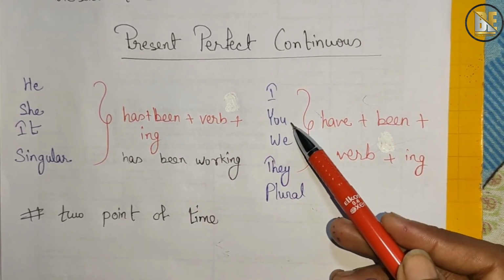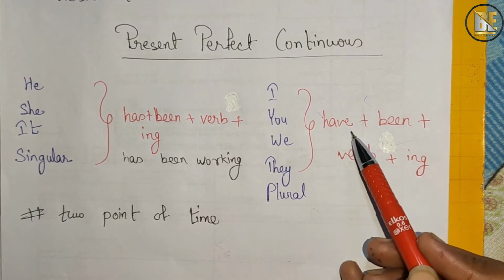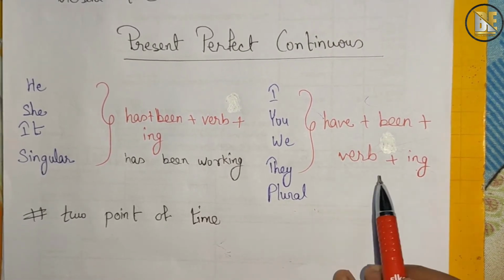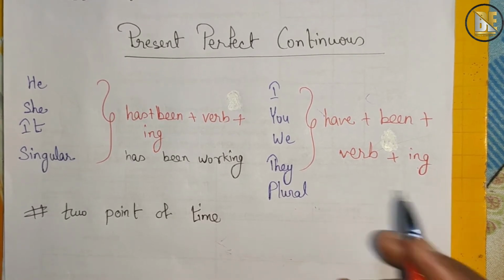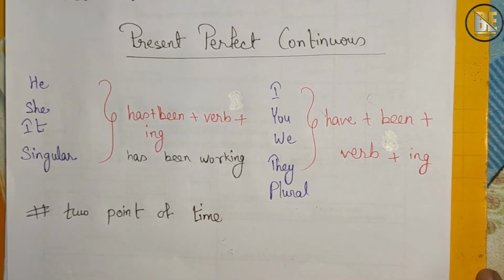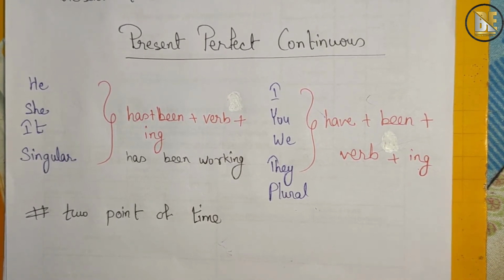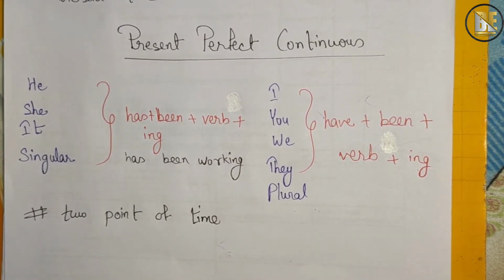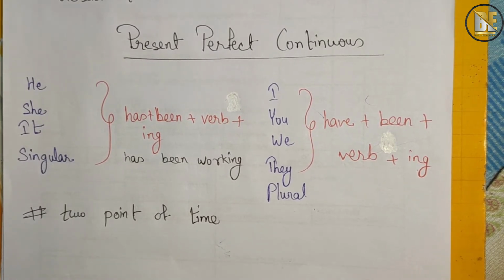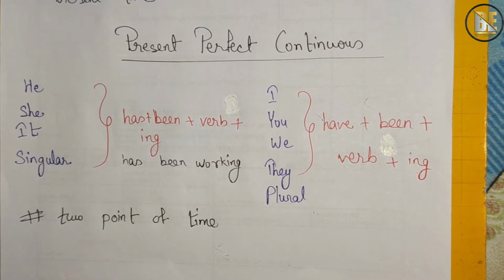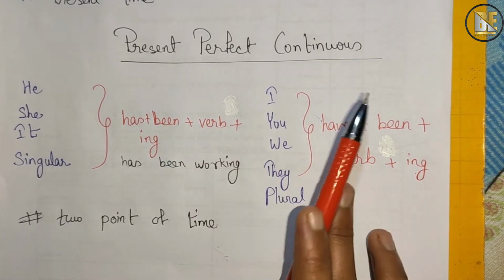The next is I, you, we, they, or any plural, where we use have plus been plus verb plus ing. For example, I have been writing this letter for a few minutes. That means I started writing this letter a few minutes ago, the time has passed, but I have not yet completed that work. I am continuing that work. That means the action started in the past and is going on in the present, and at that time we can say present perfect continuous tense.